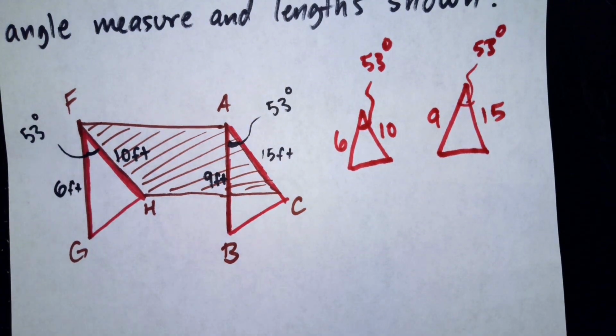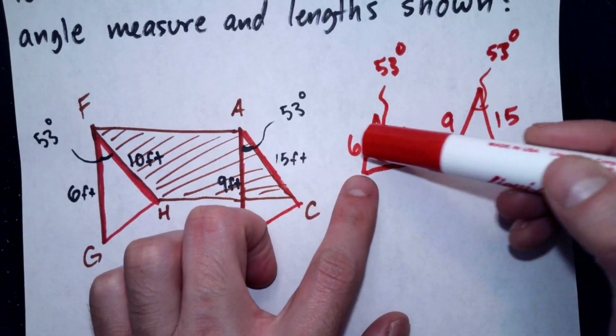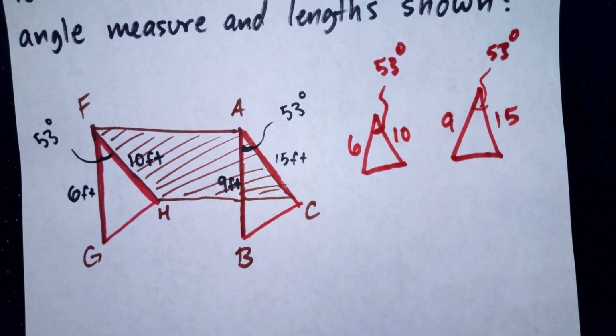We need to make sure for the side angle side similarity theorem, just like the congruence one, we need to make a sandwich, right? We need a side, the angle in the middle, and the other side. In this case, we don't have to verify that they're congruent. We have to verify that they are in proportion with each other.